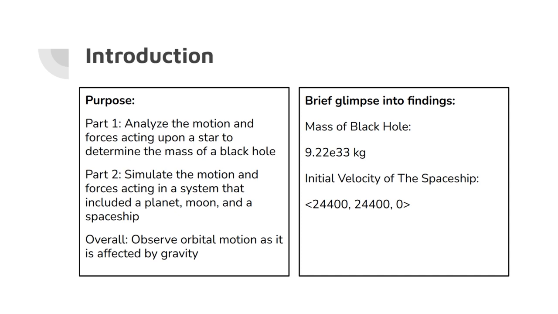Introduction. The purpose of this lab in part 1 was to analyze the motion and forces acting upon a star to determine the mass of a black hole. In part 2, we aimed to simulate the motion and forces acting in a system that included a planet, moon, and a spaceship. The overall purpose was to observe orbital motion as it is affected by gravity. A brief glimpse into our findings was that the mass of the black hole was 9.22 times 10 to the 33 kilograms, and the initial velocity of the spaceship was 24,400 meters per second in both the x and y direction.